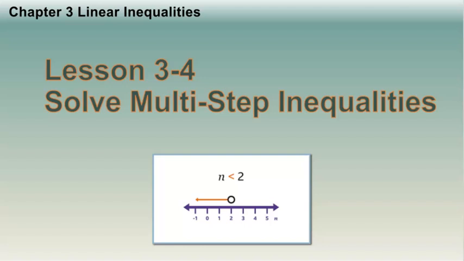Lesson 3-4, solving multi-step inequalities. So we've already gone through adding and subtracting with inequalities, and we've done multiplication and division. Now we're putting it all together using more than one step. Just a couple things you have to keep in mind is when you multiply or divide by a negative number, we have to flip this symbol.